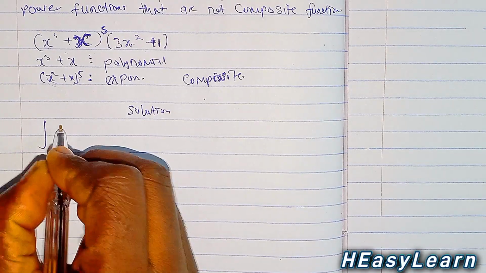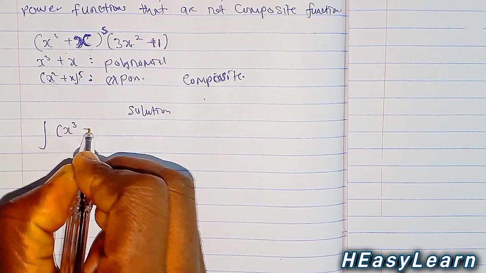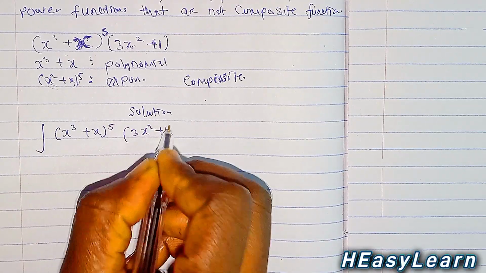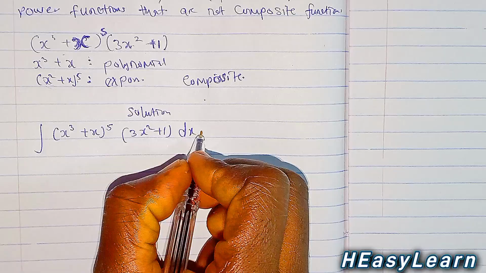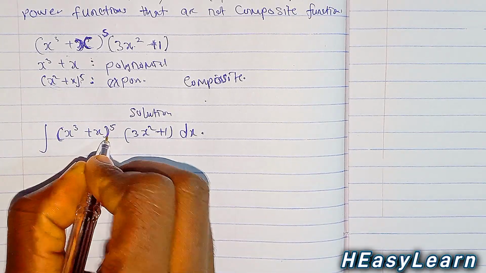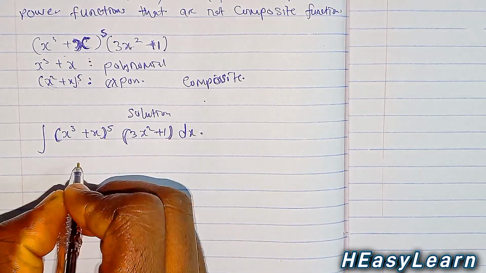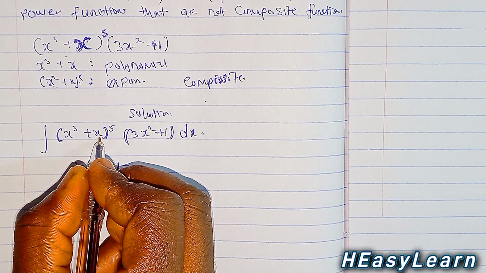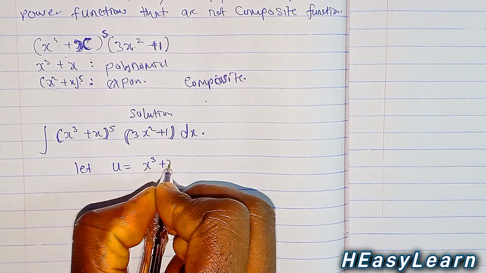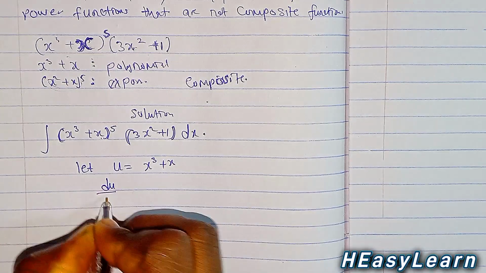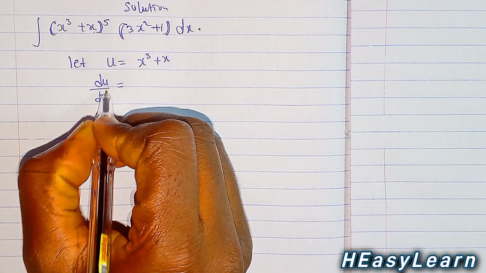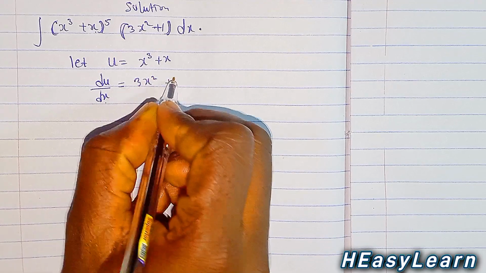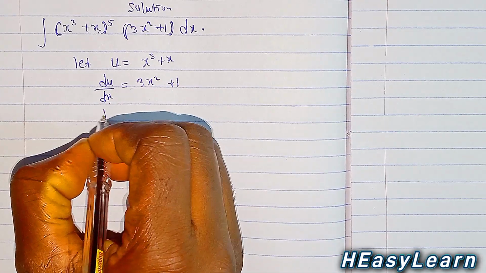Solution. What is going to be the integral of x to the power of 3 plus x, all to the power of 5, multiplied by 3x squared plus 1? To find the integral of this function, this is a composite function multiplied by another polynomial function. To use substitution, let u be the inside of the composite function, x to the power of 3 plus x. What is the u prime, the derivative of u with respect to x of this function? This is 3x squared plus 1.